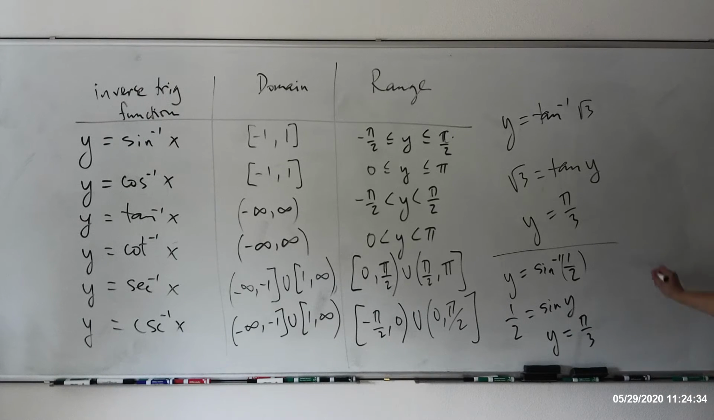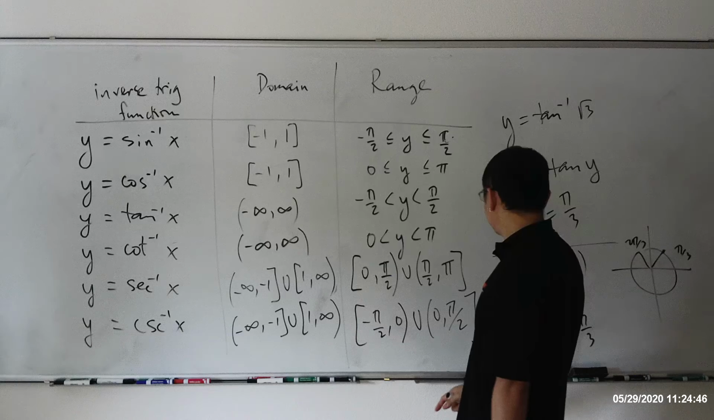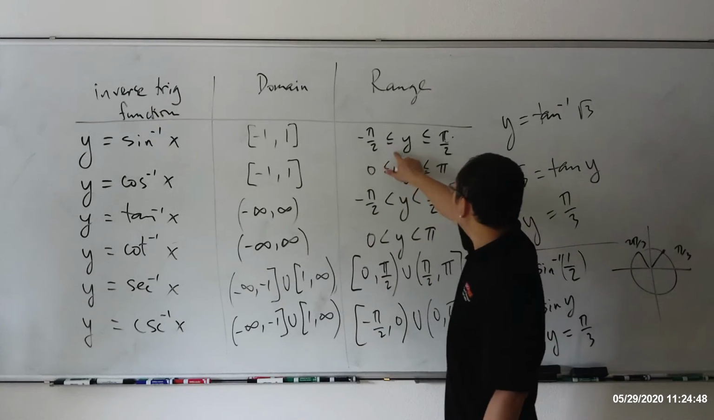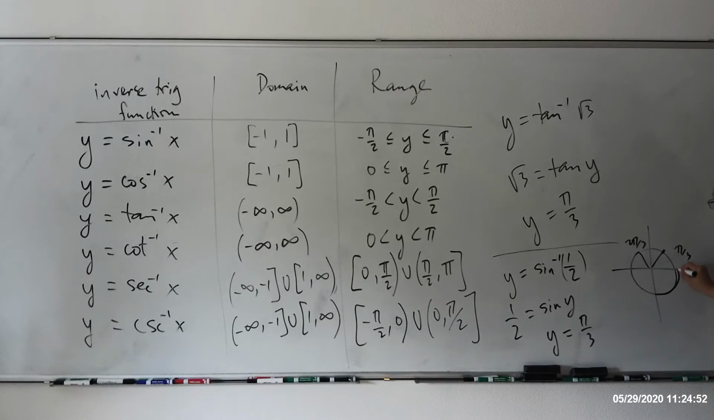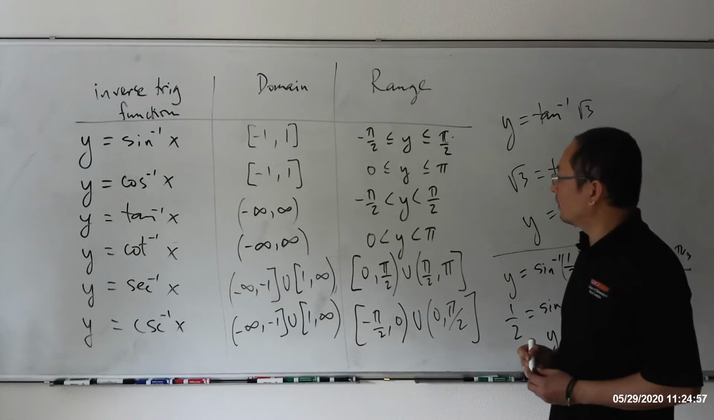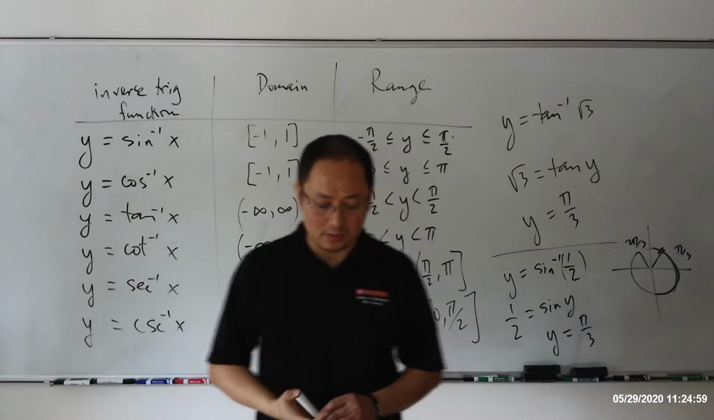Okay, actually there's a couple of angles that have sine equal to 1/2. This is angle pi over 3, and this angle right here is also 2 pi over 3. But we have to look at our range, okay? Sine inverse right here is negative pi over 2 to pi over 2. So it's all the way from here to here, so we only take pi over 3. Alright? And of course, same thing for the other angles.